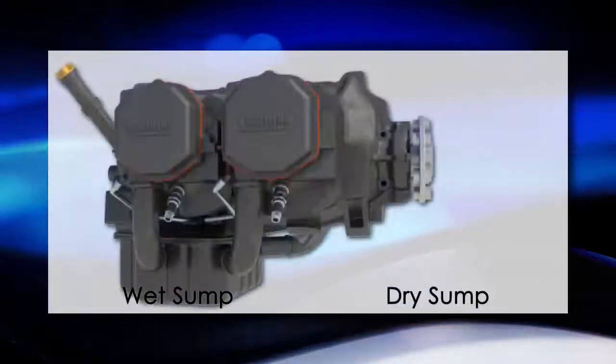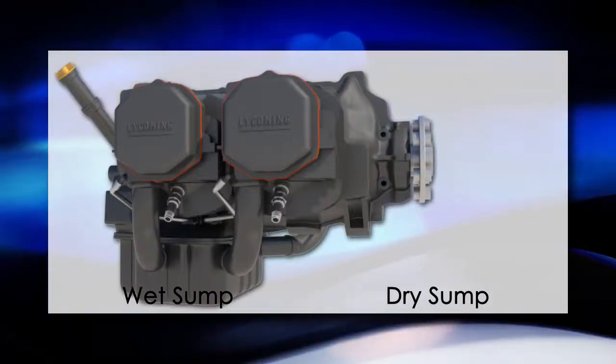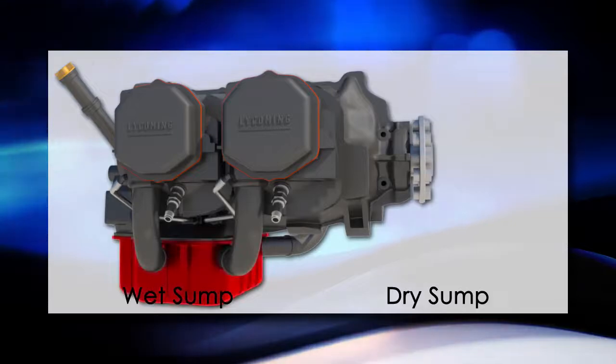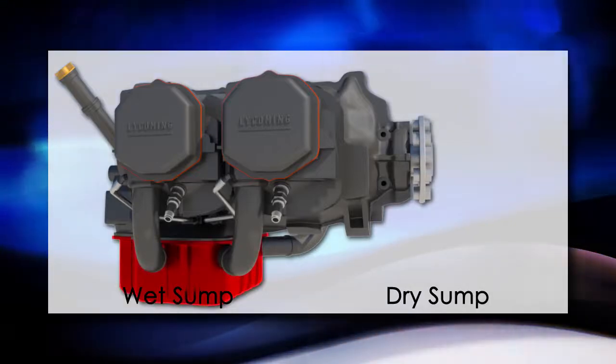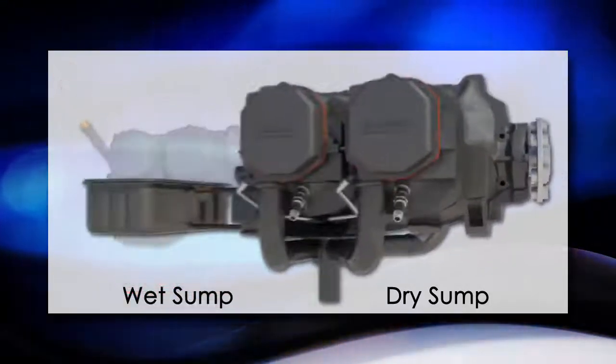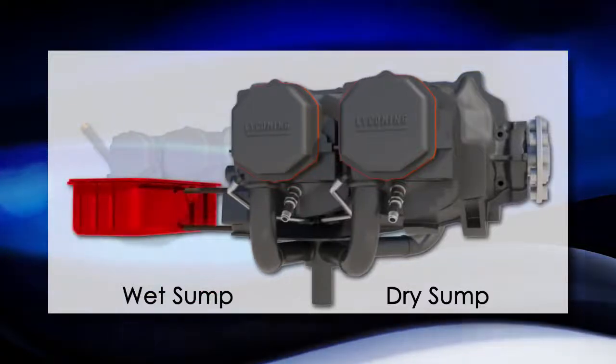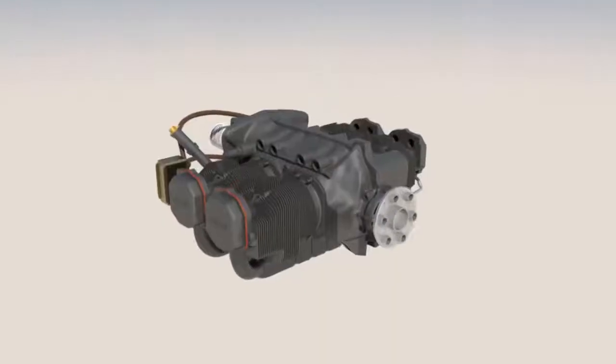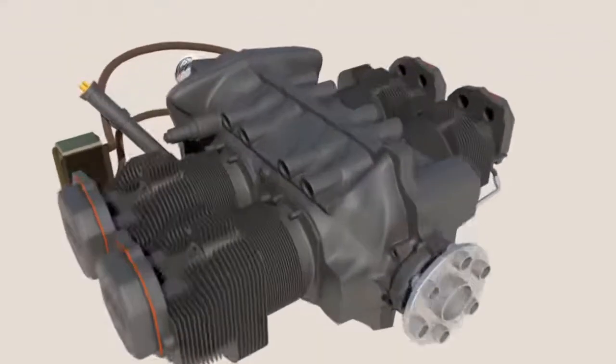A wet sump system, like that of a Cessna 172, is a system in which the oil is located in a tank at the base of the engine. This makes it an integral part of the engine. On the other hand, a dry sump system has a separate oil tank, which separates the oil system from the engine. Let's take a journey through the oil system of a typical general aviation airplane.